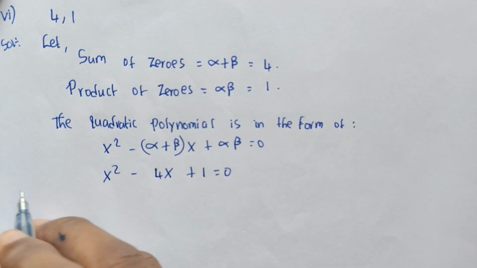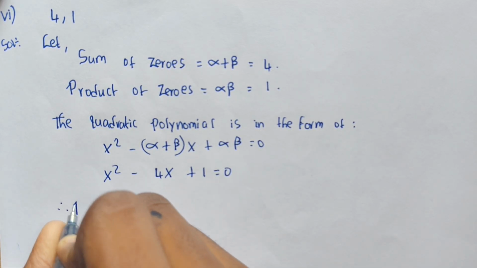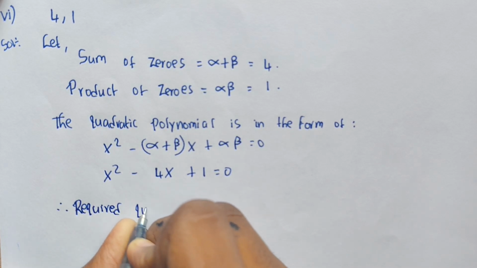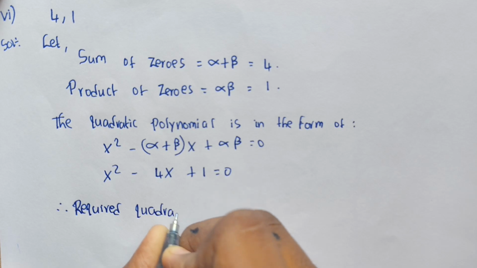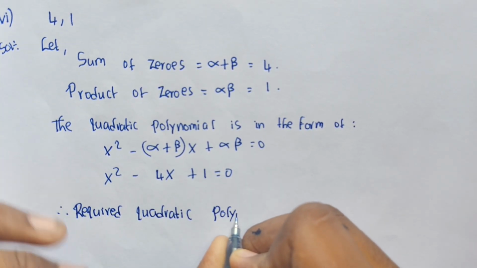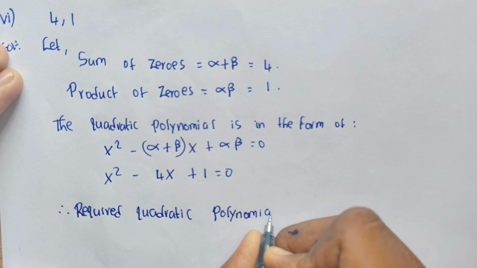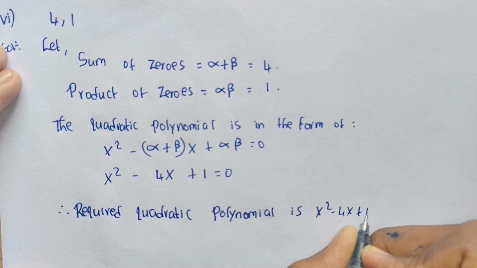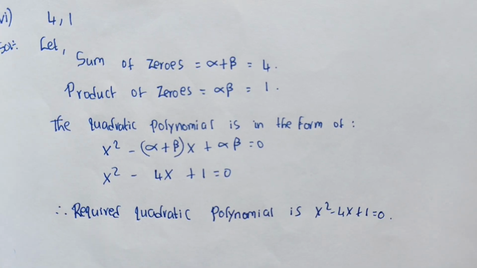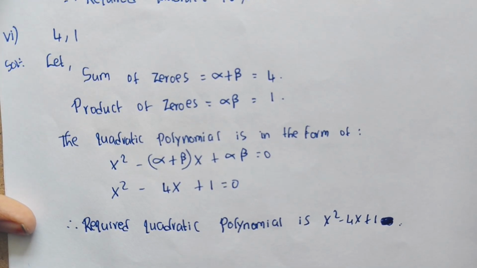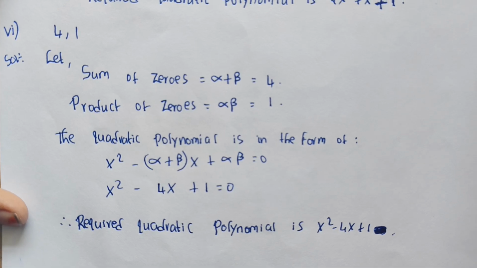We got a quadratic polynomial. Therefore the required quadratic polynomial is x square minus 4x plus 1. Sorry, we can write equals to 0. So, we have completed exercise 2.2.